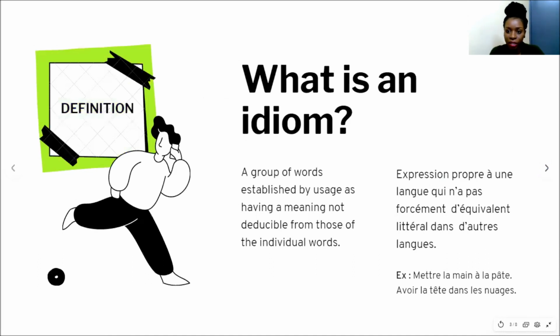So what is an idiom? An idiom is a group of words. Usually it's like a sentence or an expression that is established by usage as having a meaning not deducible from those of the individual words. So what that means is an idiom is a sentence or an expression that if you take every single word of that expression and you try to understand it, it doesn't make sense. As it is, it doesn't make sense, but it's almost a custom that people of a certain culture or people who are used to that language will know what it means.